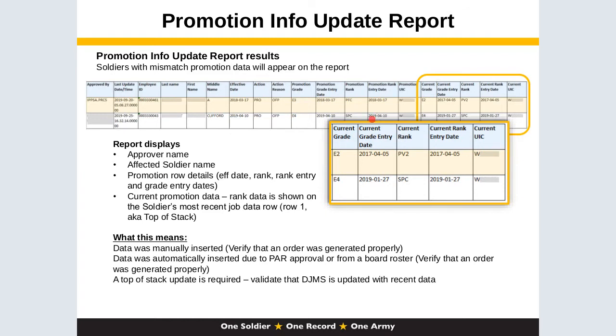Now, I highlighted the current rank and grade data here, and this is the data that is reflected on the soldier's current view, or their row 1. This is the mismatch that caused this soldier to appear on this report, signaling that a correction is required.